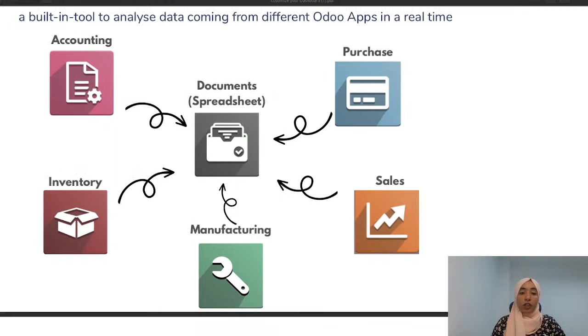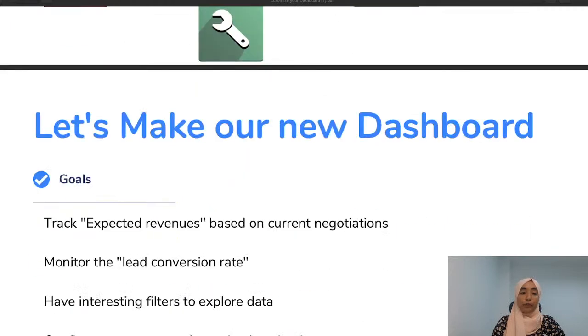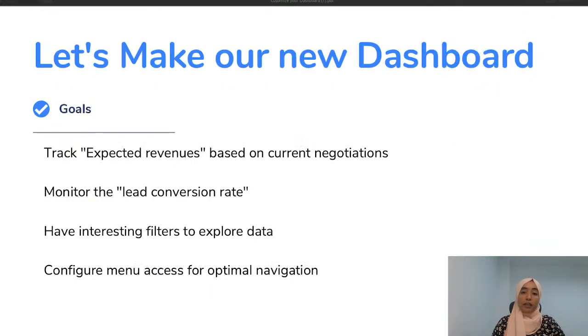Now we will use our Odoo spreadsheet to make our own dashboard. We will base it on our CRM app. Our goal for the dashboard is to track the expected revenue, and we will monitor the lead conversion rate. We will add some filters to explore our data, and we will configure the accessibility for each dashboard. Now we go back to Odoo.